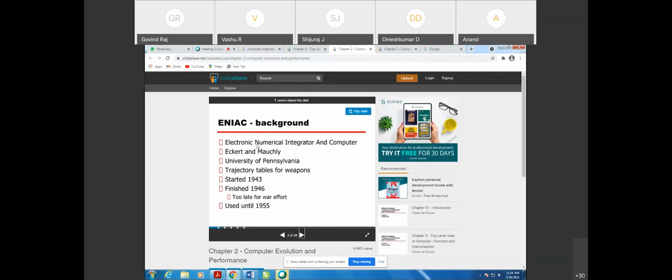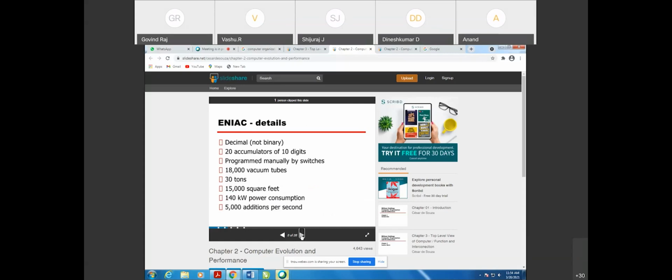Okay, electronic numerical integrator and computer. This is the first machine, introduced in 1946. It was started in year 1943. They took 3 years for developing this machine. And while introducing it, the Second World War was over. So they used it for other purposes, research purposes. Pennsylvania and American universities started using it as a research component. That is the first computer.